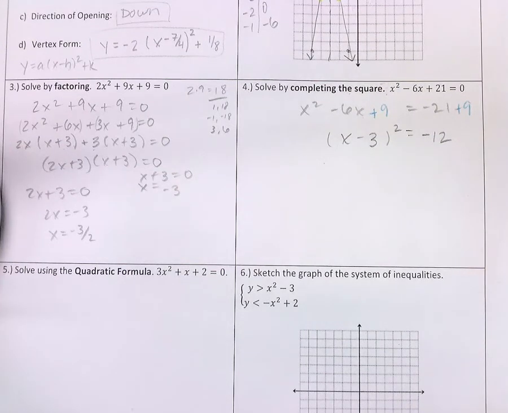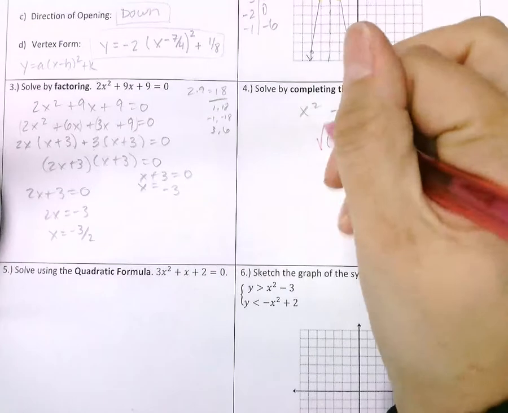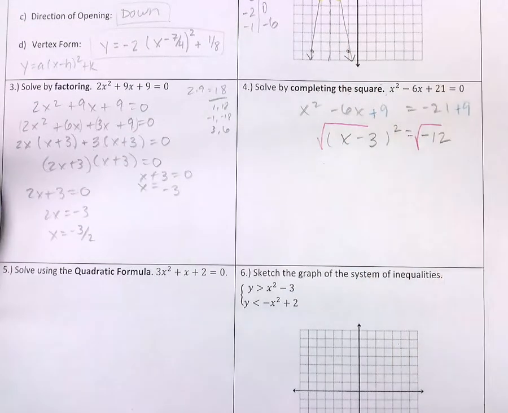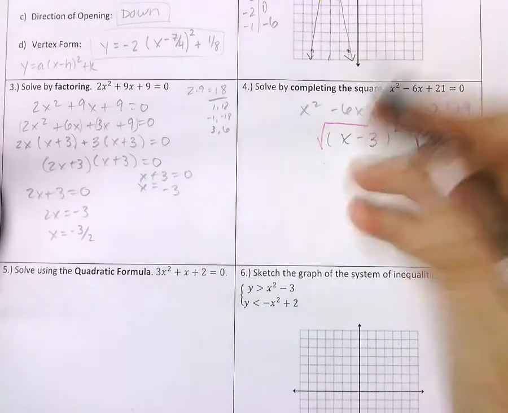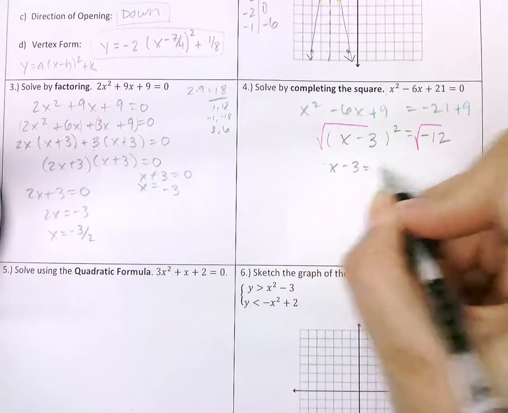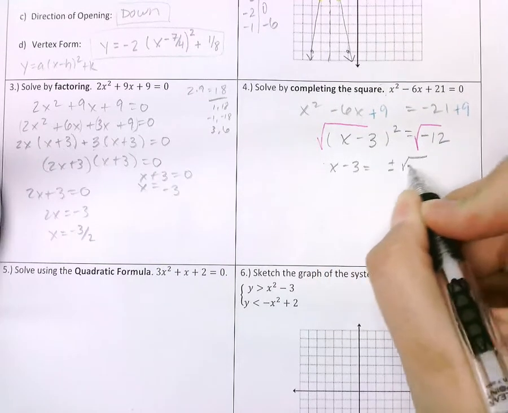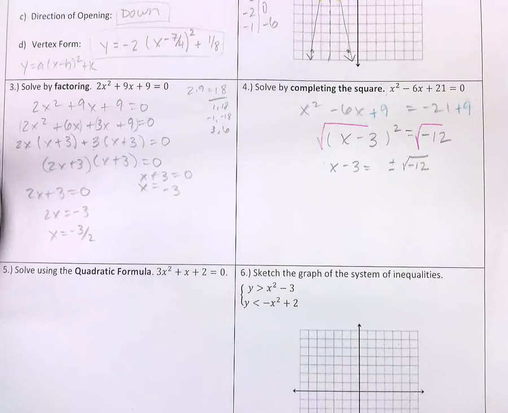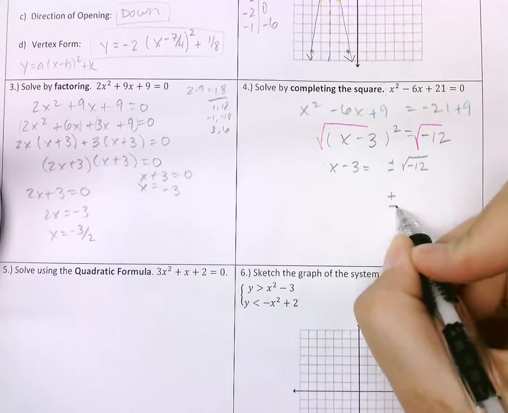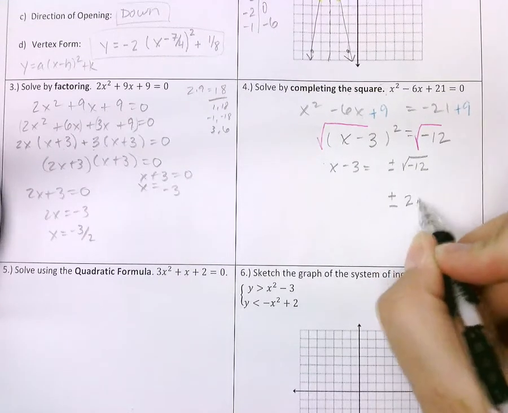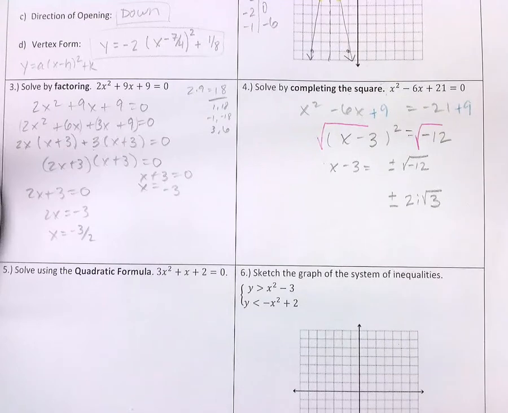Then you're going to square root both sides. So you get x minus 3 equals plus or minus the square root of negative 12. You want to simplify the square root of 12 before you do anything else.